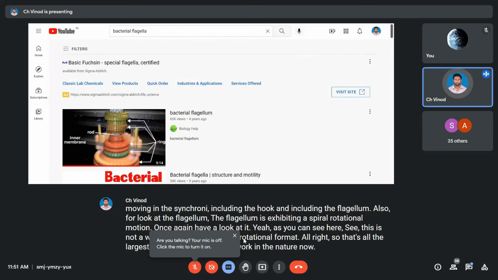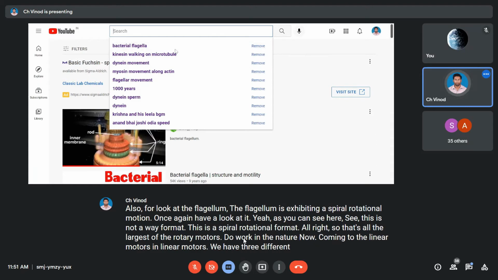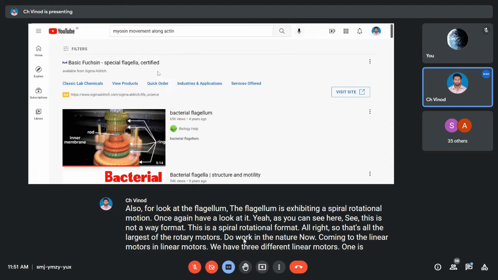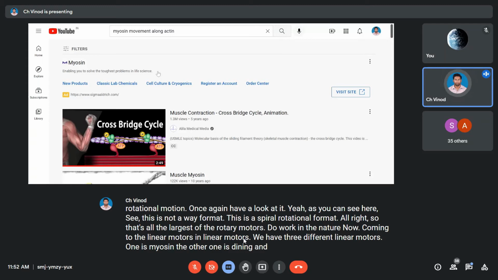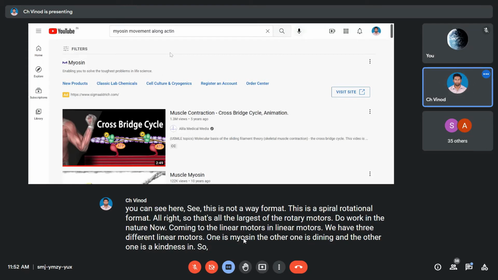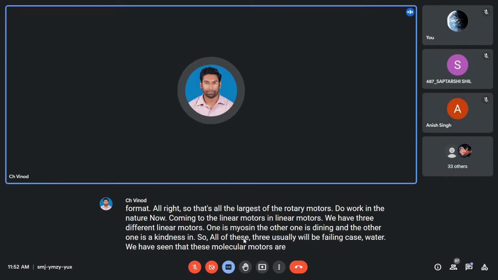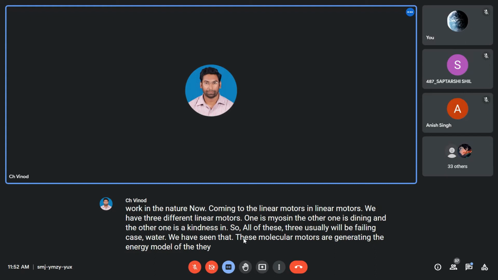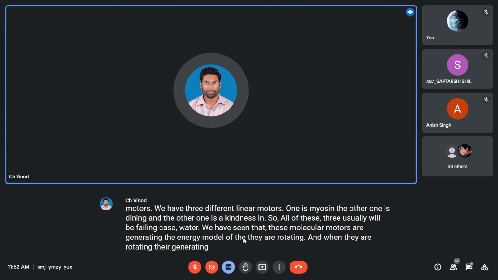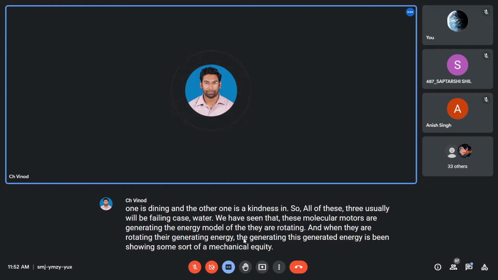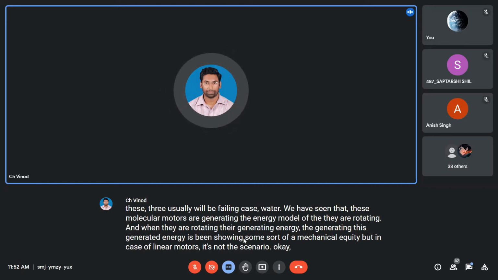Now coming to the linear motors. In linear motors, we have three different linear motors. One is myosin, the other one is dynein, and the other one is kinesin. So all of these three usually will be... what happened in the previous case? We have seen that these molecular motors are generating the energy. Meaning they are rotating, and when they are rotating, they are generating the energy. This generated energy is showing some sort of mechanical activity. But in case of linear motors, it's not the scenario. Okay, in case of linear motors, the scenario is different.